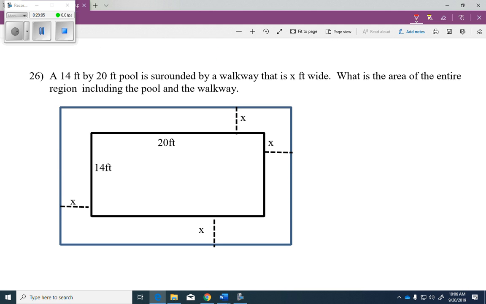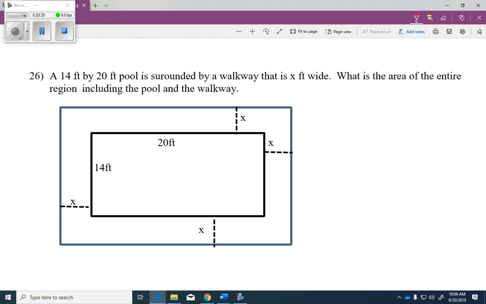And we've seen this problem a few times. Remember, I even have it up on my board. I made that orange rectangle surrounded by the white border. So we've done this quite a few times, which means I expect you to be able to do it for your test.